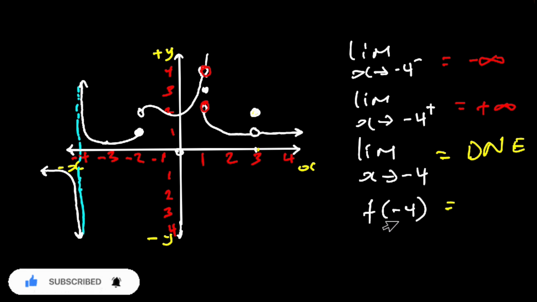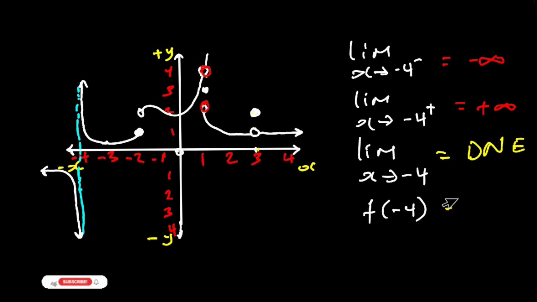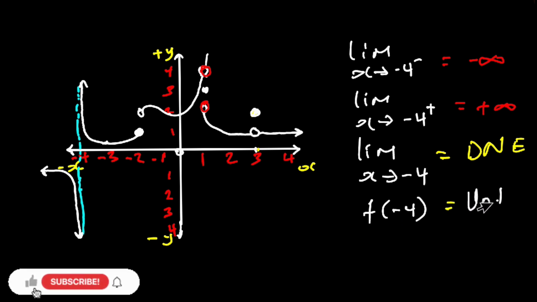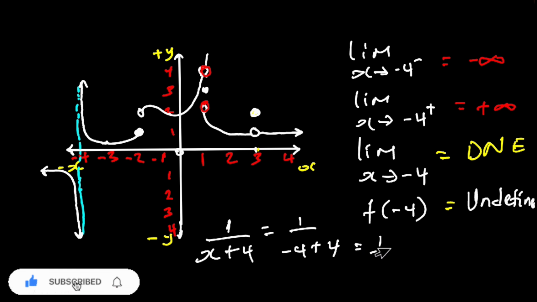And then what is f of -4? So the f of -4 in this case is undefined, because this is an infinite discontinuity. For example, if you have something like 1 over x plus 4, then if you plug in -4 here, you get 1 over -4 plus 4, which is equal to 1 over 0. This is undefined, and it creates a vertical asymptote, which is a point of discontinuity, an infinite discontinuity, by the way. So this is an example of an infinite discontinuity.